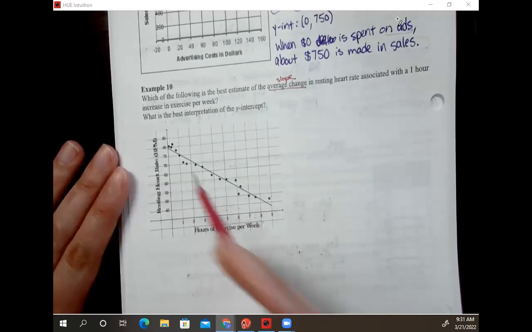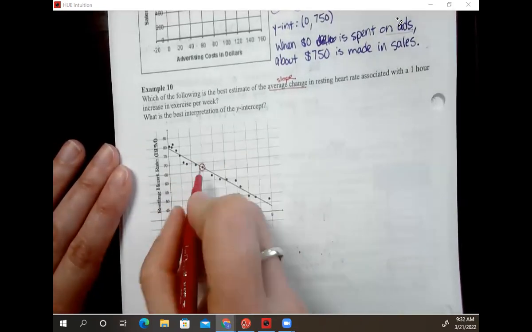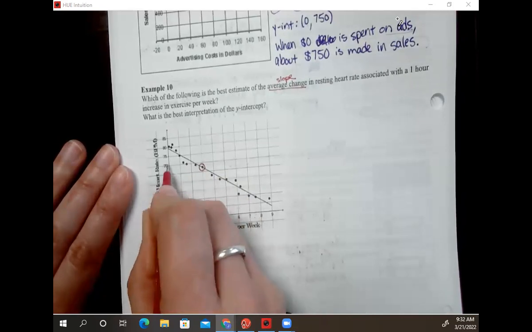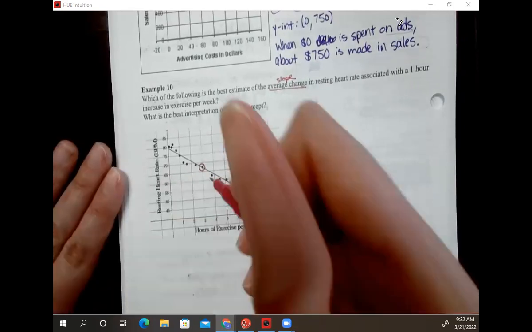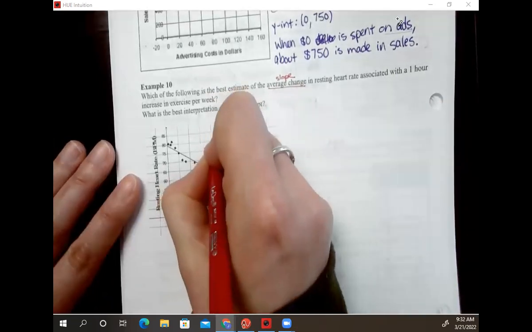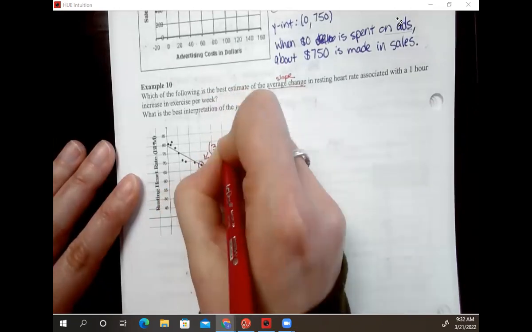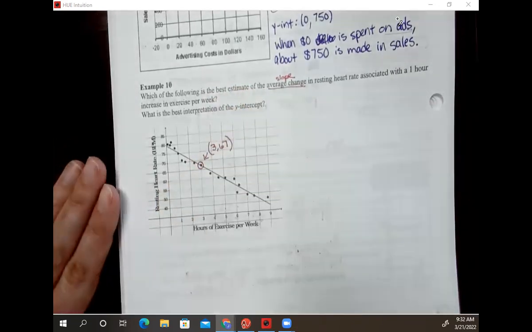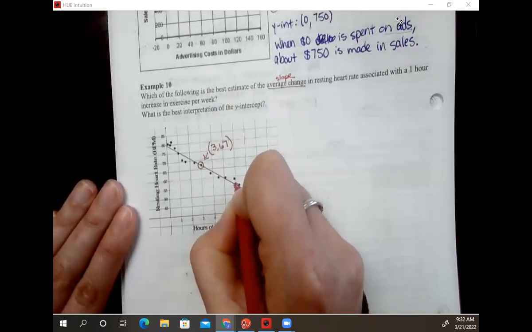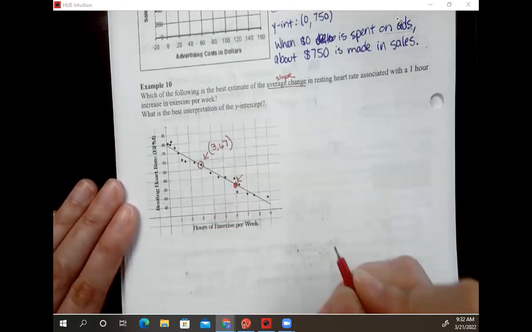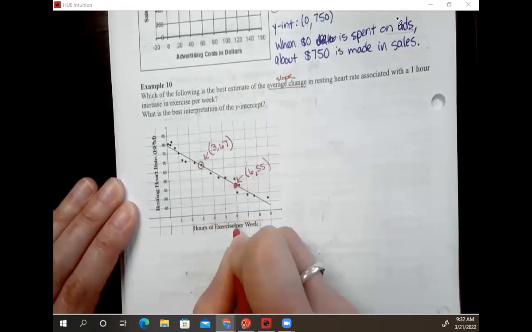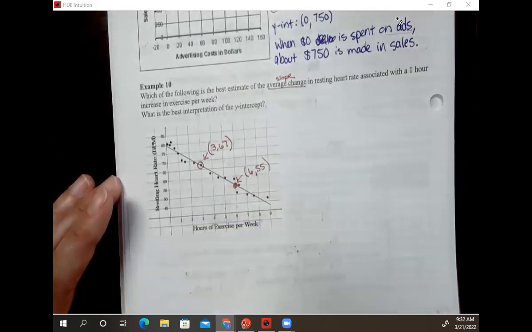So I'm going to pick this guy. It's pretty close to halfway between 65 and 70 here, looks like to me. And it's on a nice line here. So I'm going to call this point 3, 67. And then I'm going to find another point that looks nice to me. I'm going to use this point right here. That looks like it's right on the corner. I'm going to call this point 6, 55. That one looks like it's right on the corner.